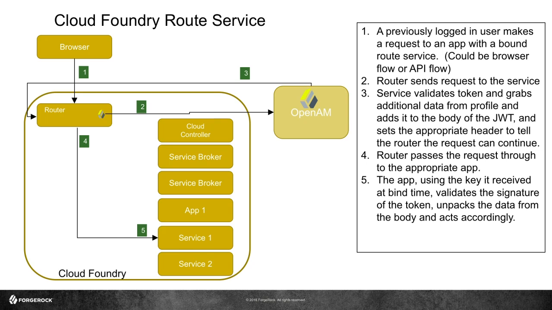So one of the things we're working on at ForgeRock is a route service that will call out to our Access Manager product, and you can do several things. One, you can do the authentication authorization at the router before it even arrives at your application or microservice. And then based on your security requirements, you can decide whether or not you want to trust that or whether you want to validate it again.